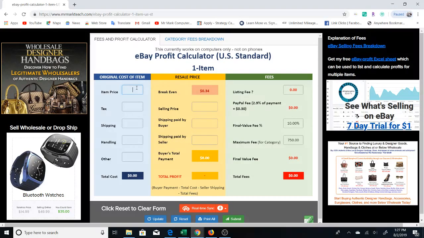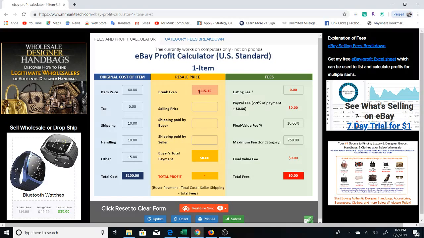To determine the original cost, we start with the basic price of the item, which in this case is $60, for instance. And let's say you paid $5 tax, and let's say you paid $10 shipping. As you can see, it adds the total at the bottom. I'll add $10 handling, $85, and then I'll add 15 other costs for a total of $100, just as an example.